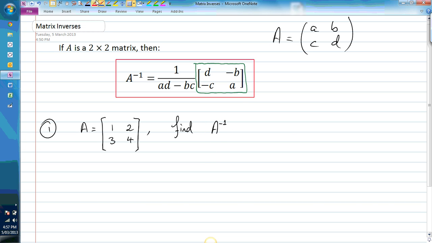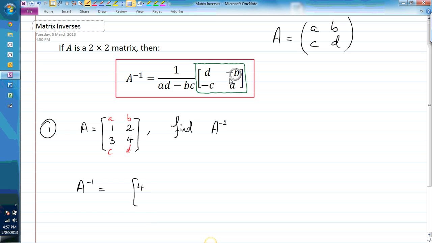First thing I want to do is be aware of what my A, B, C, D in this formula refer to. So the A, B, C, D are each of these elements. 1 is A, B is 2, C is 3, D is 4. And my inverse matrix is going to be found. I'm going to leave this part out for the moment. I'm just going to put in here, D needs to go into this spot. So my D is 4, it's going to go in the top left.